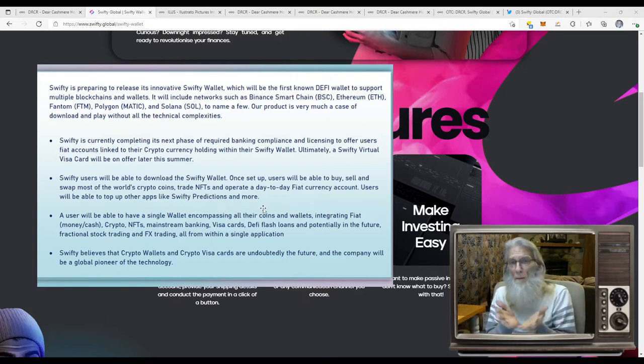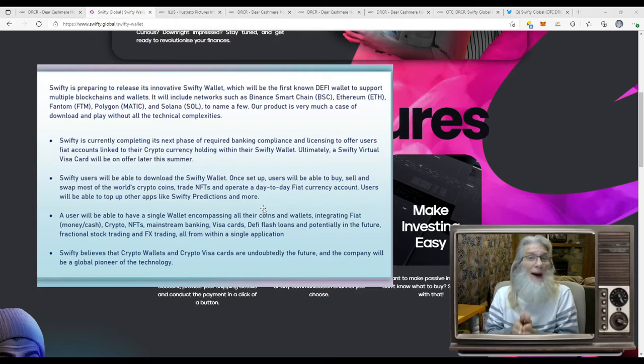Now, that's the main reason that they have this. Swifty Predictions is the other product we're going to take a look at, and you need money in it to make bets. The Swifty wallet puts the money over there, tops it up for you, which is a term most definitely used more over in Europe and the UK, top up.